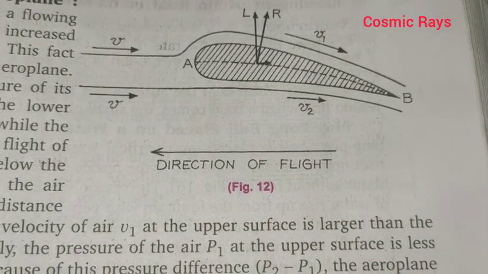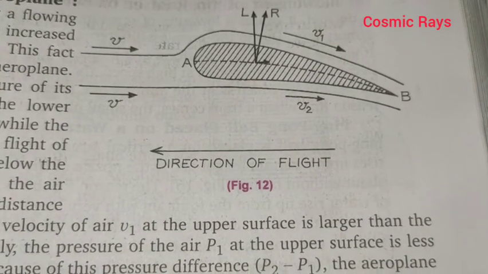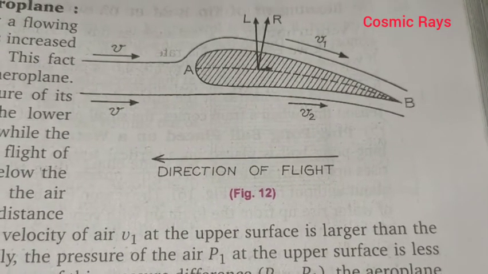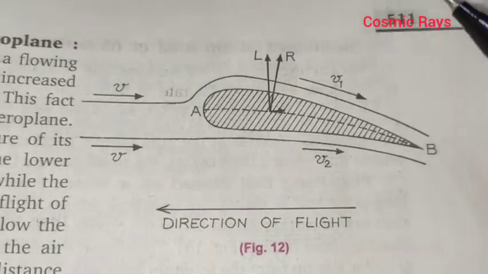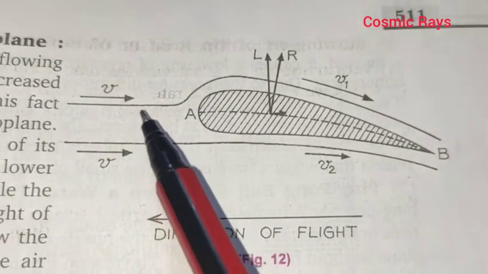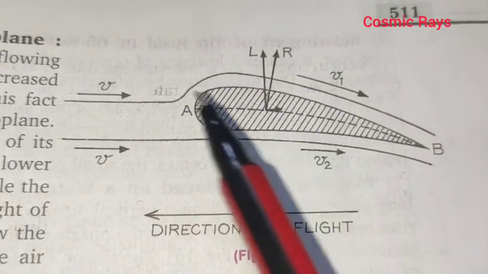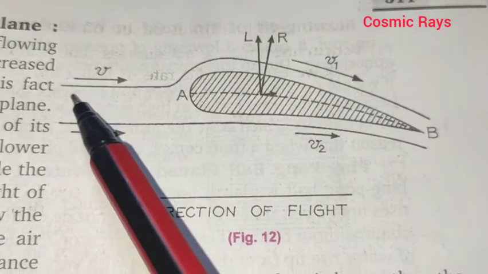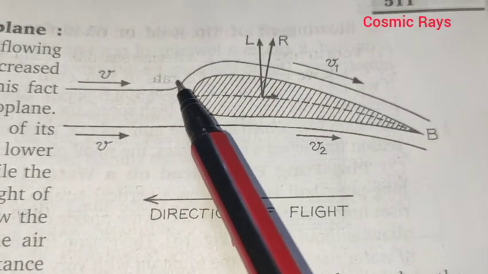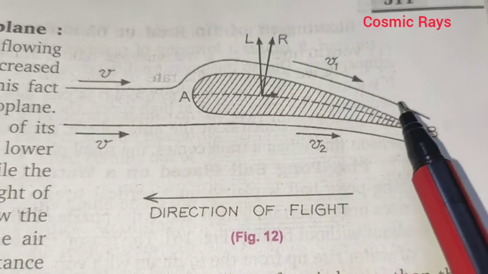And it is also true vice versa. That is, if pressure is decreased, velocity will be increased. One increases, the other decreases. So here we see that in shaping the wings of an aeroplane, the outer wing has got a larger curved area.